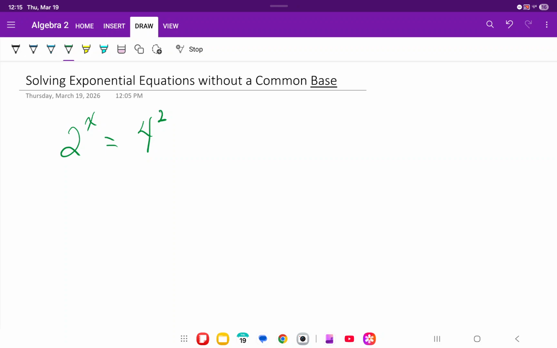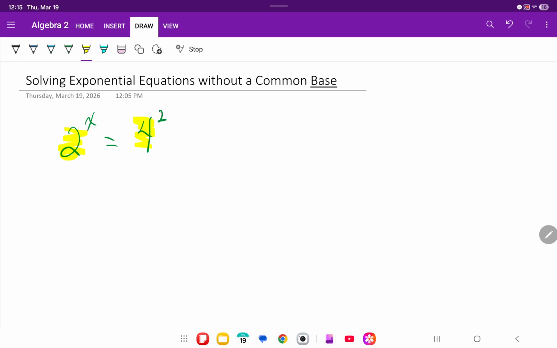Okay, so if you have not seen the video on solving exponential equations with a common base, you may want to go see that first. So we're looking at exponential equations without a common base. As we can see, our 2 does not equal 4.